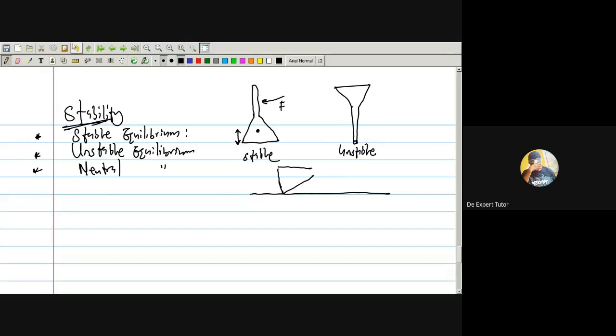Let me see how I can draw this. Everybody, look at the funnel resting on this surface. If I push this funnel, what happens? It will roll and settle down in a new position the way it is. So this one is said to be in neutral equilibrium. Okay, so as simple as that.